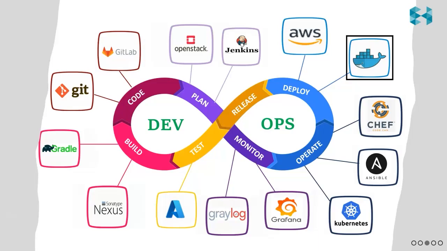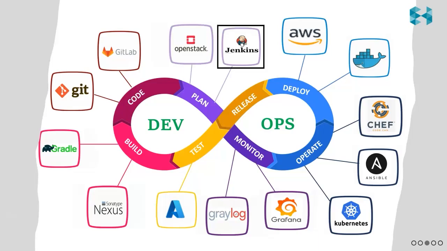Next comes Docker, the magic behind containers. It lets you package your application with all its dependencies so it runs exactly the same everywhere. Then we have OpenStack, an open-source cloud platform. It helps you create and manage virtual machines and storage, often used in private cloud environments.